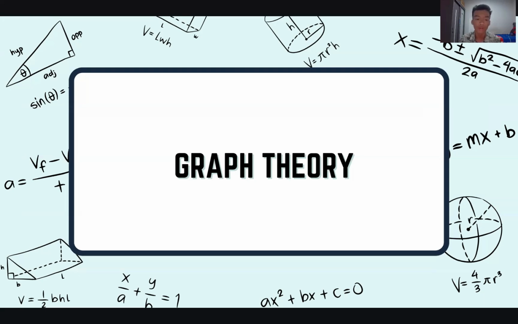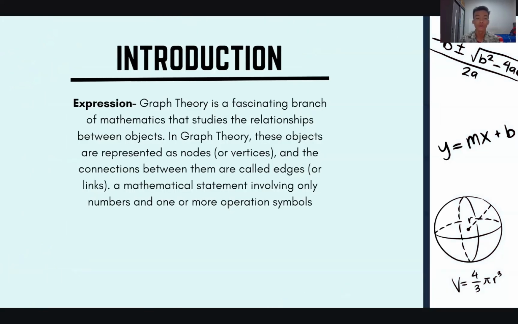Introductions. Graph theory is a fascinating branch of mathematics that studies the relationships between objects. In graph theory, these objects are represented as nodes or vertices, and the connections between them are called edges or links. A mathematical statement involving only numbers and one or more operation symbols.